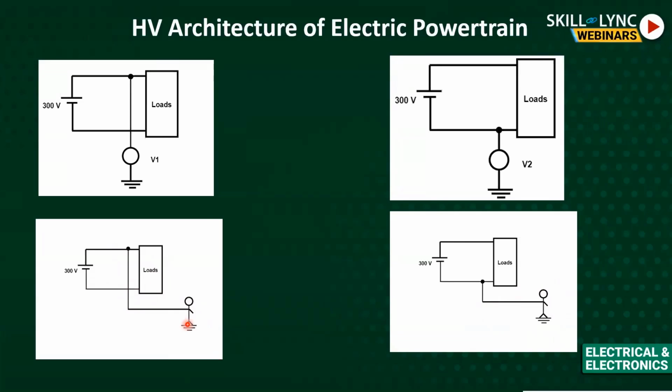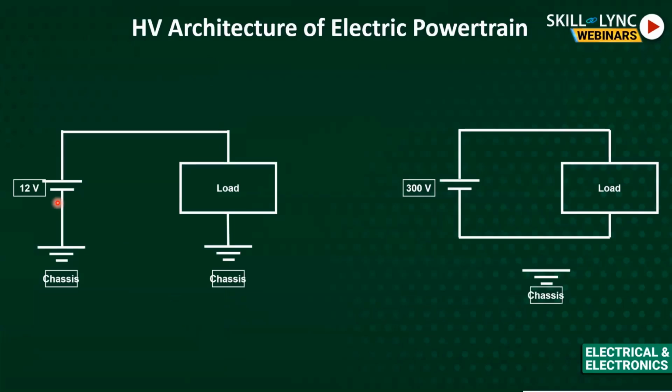The main difference is, in a 12 volts architecture or low voltage architecture or conventional engine architecture, the negative point of the battery is connected to the chassis. They do this to save some amount of copper. But in a high voltage electric vehicle, both positive and negative are isolated from the chassis, so that a single point short circuit with the chassis won't create any issue to the automobile.